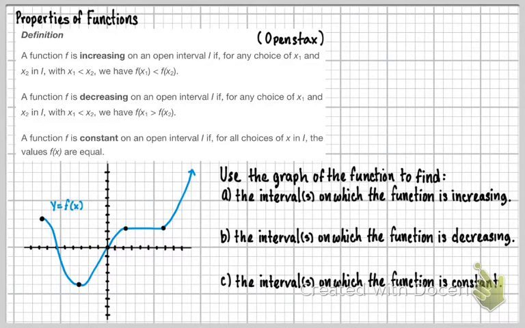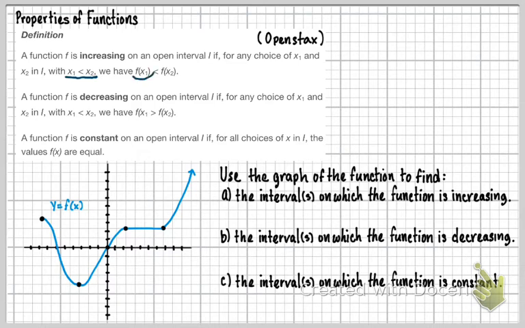Let's talk about increasing, decreasing, or constant functions now. So the first definition says a function f is increasing on an open interval I. Now it says open interval. If for any choice of x1 and x2 in I with x1 less than x2. So if x1 is less than x2, that means x1 is always on the left of x2 when we're thinking about this graphically. And then it says after that, we have f of x1 less than f of x2.